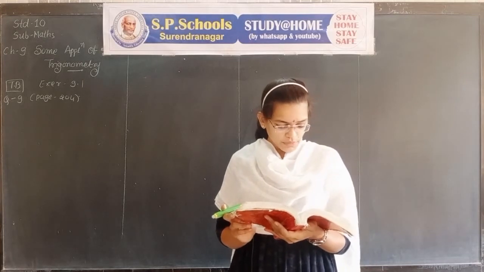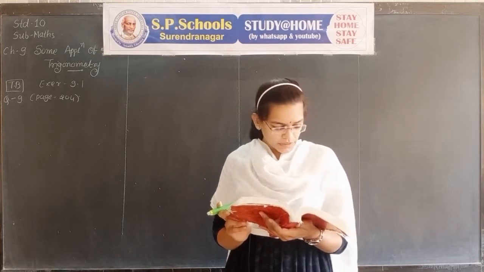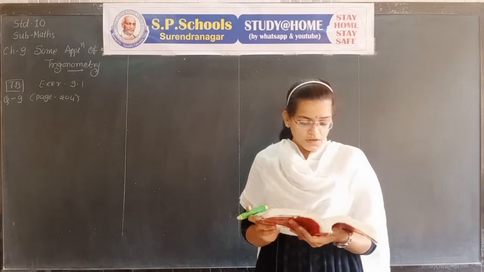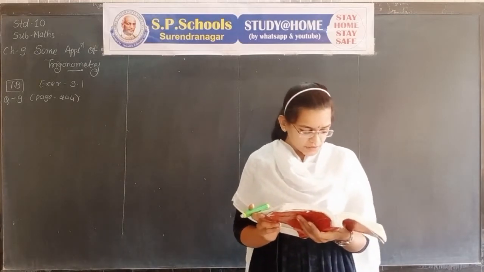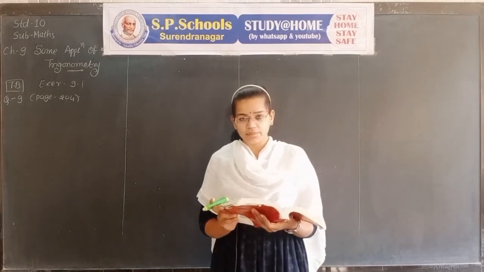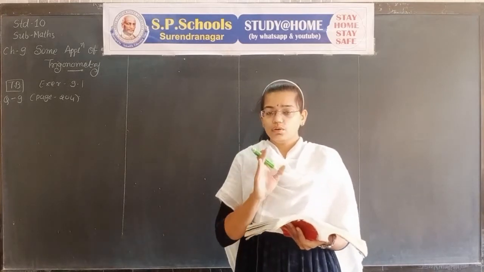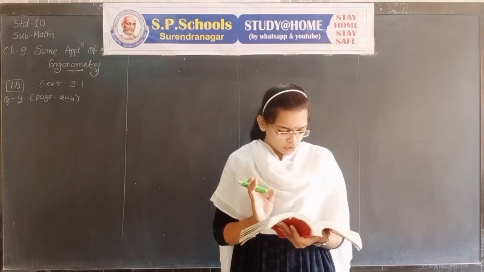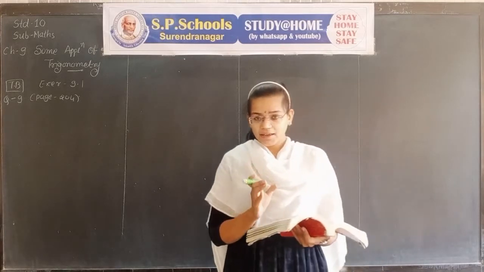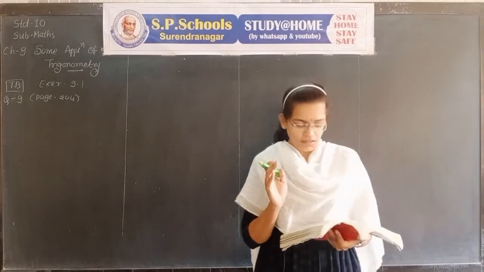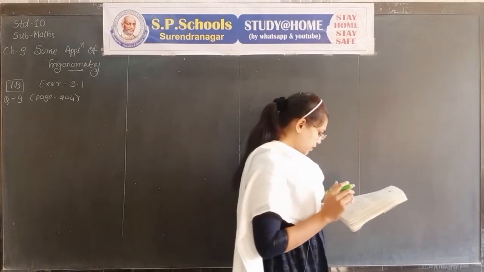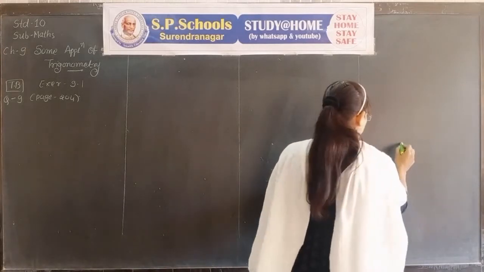We need to find the height of the building. First of all, there are two things: one is the tower and another is the building. So which is taller between the two? If an angle is greater, then the side opposite to this angle is greater. One is the angle of elevation of the building.